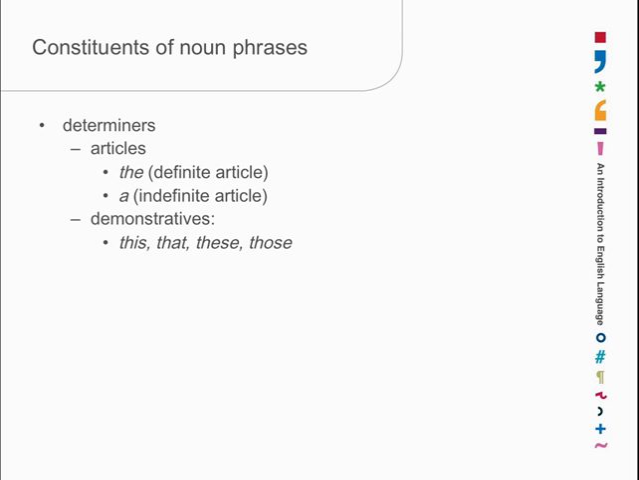Well, this is closer and that is further away. These are closer and those are further away. But that doesn't necessarily have to be in dimensions that we can measure directly. This might be this pen on my desk, and that pen on my desk might be a little further away.